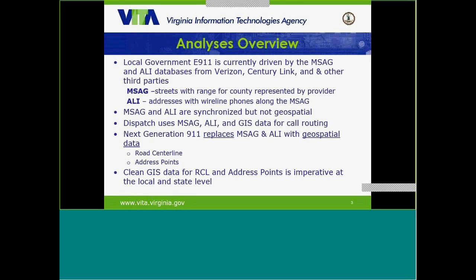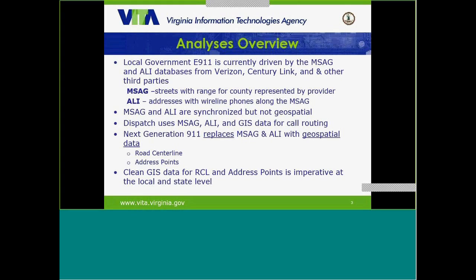So knowing where we are currently with that data and where we're going with NG911, the MSAG and the alley are being replaced completely with geospatial data. The road center line is essentially going to replace the MSAG. Thinking about ranges, zone information, street names, the MSAG is going to go away. And from an address point perspective, that's going to replace the alley. So anything that you would see in NG911, from the address perspective, is going to be replaced by the address points.